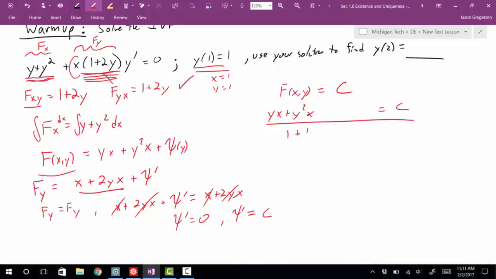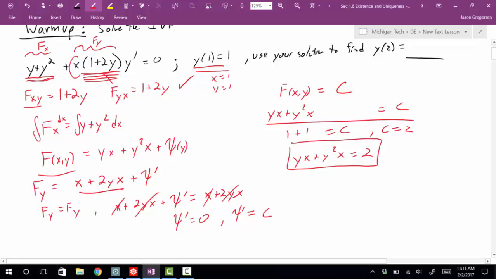Okay, so I get 1 plus 1 equals c, so c is equal to 2. So my solution is yx plus y squared x is equal to 2.